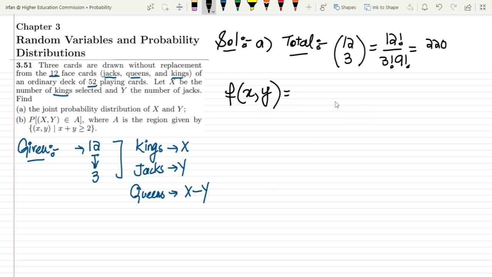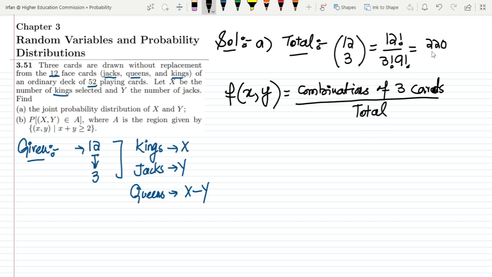Here what we can do is take the combinations of 3 cards from x, y, and x minus y, which are coins, divided by the total number of combinations. Okay, so we know the total number of combinations, which is 220, but we don't know the combinations of 3 cards. So initially the 4 cards we have are the kings.